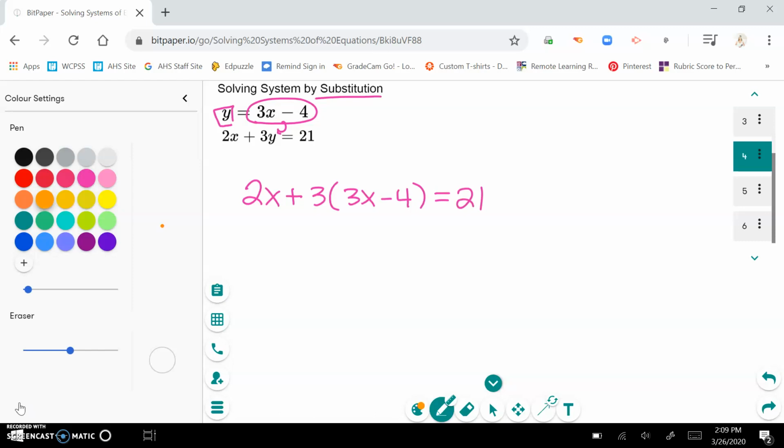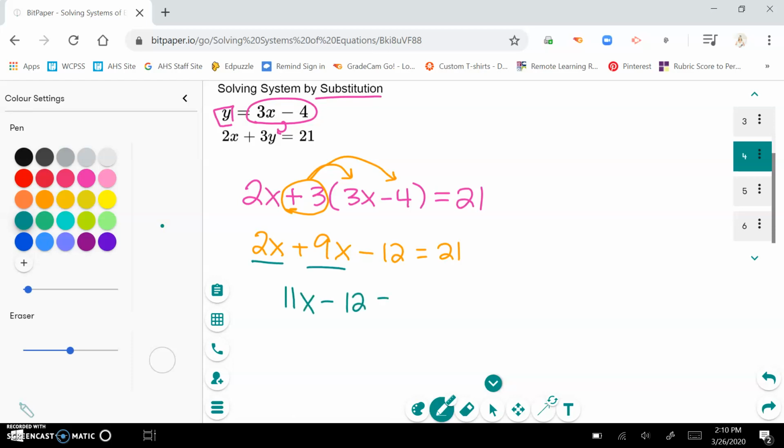Once you've done that, you can distribute this term into the parentheses. Make sure you grab the sign in front of it as well. If it's minus, you have to also distribute the negative, because a negative and a subtraction are identical, or interchangeable, if you will. So we get 2x plus 9x minus 12 equals 21. We can then combine our like terms. So 2 plus 9 is 11x minus 12 equals 21.